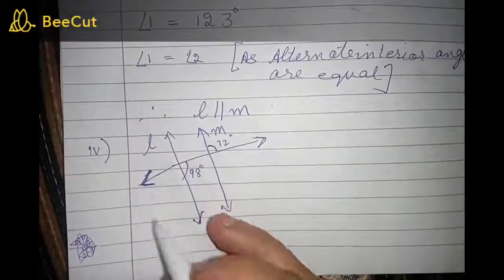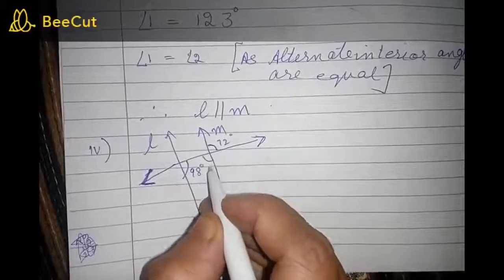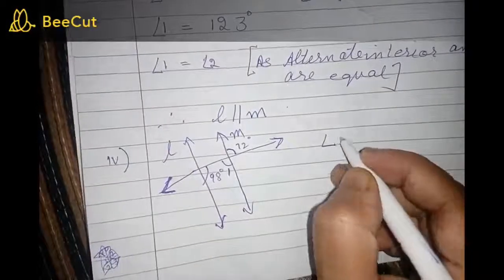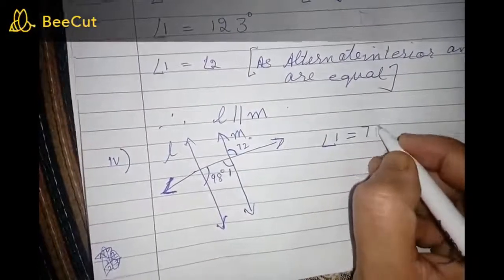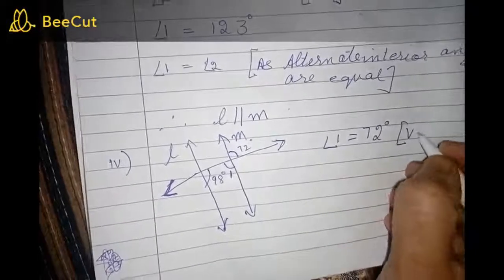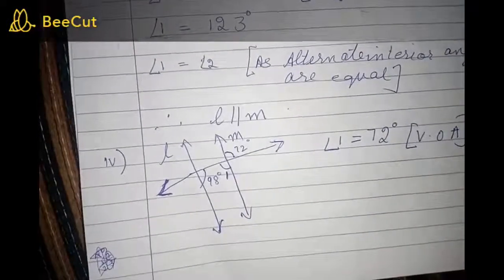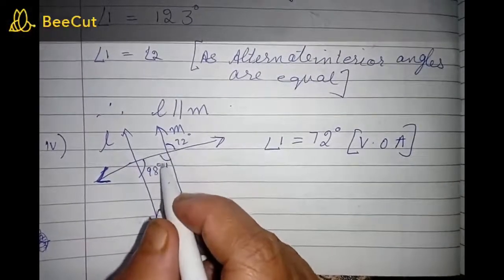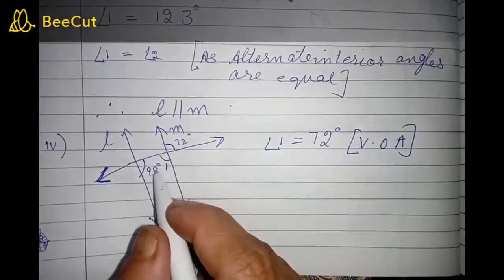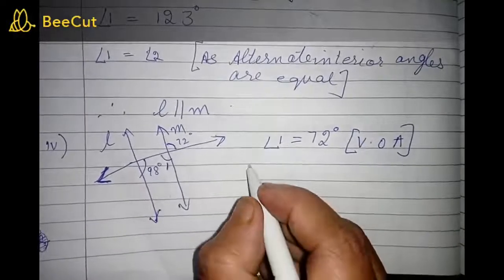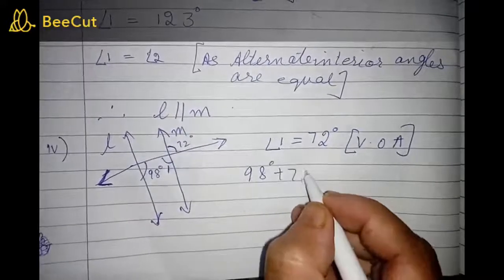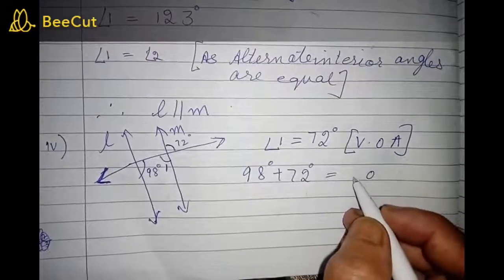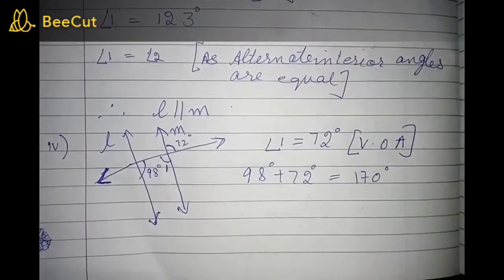Fourth part, this figure is given. Now name it angle 1. So angle 1 is equal to 72 degrees. Why? Vertical opposite angles. Is it clear? Now you are seeing these two lines are crossing. These are vertical opposite. Now 98 and angle 1 are on the same side of the transversal. 98 plus 72 degrees is equal to, 8, 9, 10, and you will get 170 degrees.